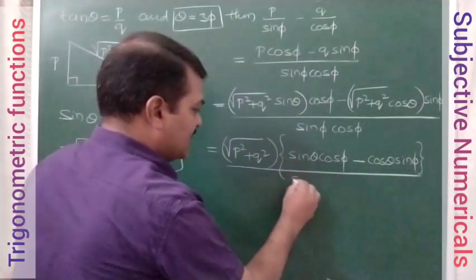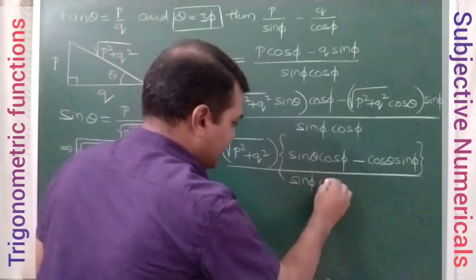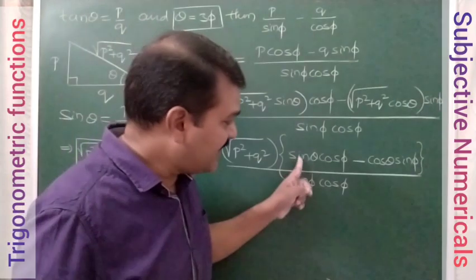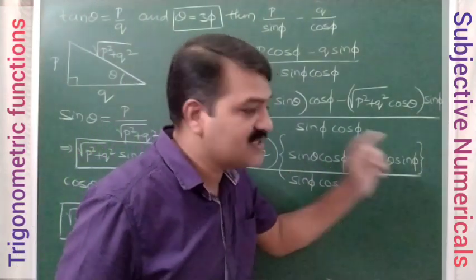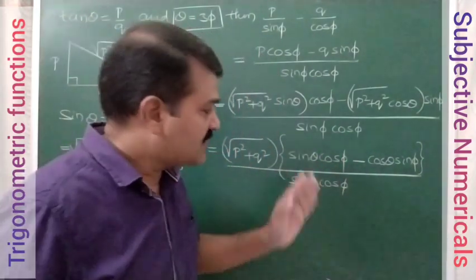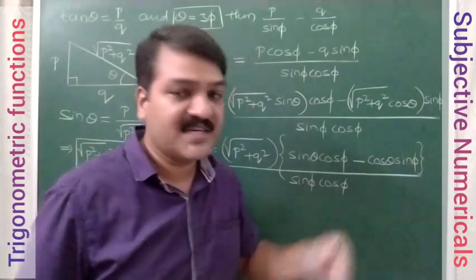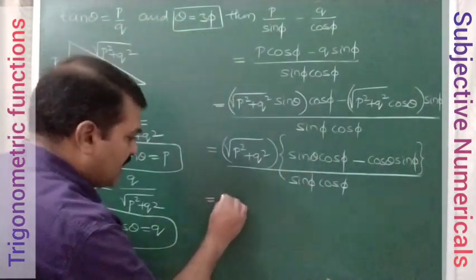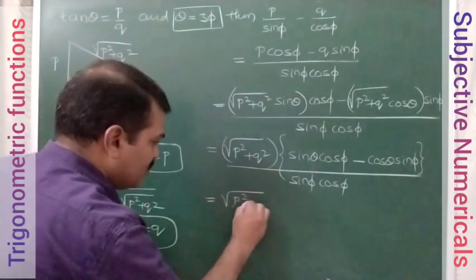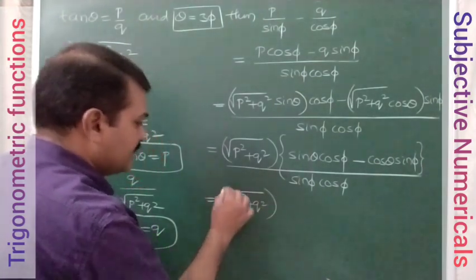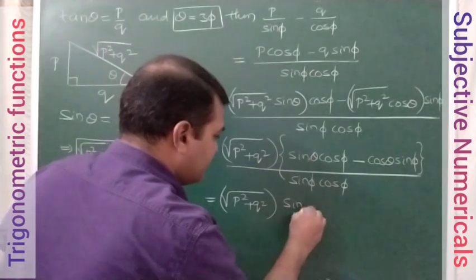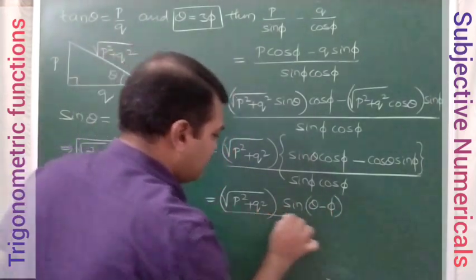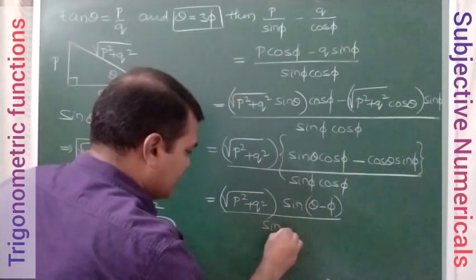And denominator we are writing as it is. Now we can observe that this is sin A cos B minus cos A sin B form. Sin A cos B minus cos A sin B, sin of A minus B. So I will use that formula. So under root P square plus Q square into sin of theta minus phi, sin of A minus B by sin phi cos phi.